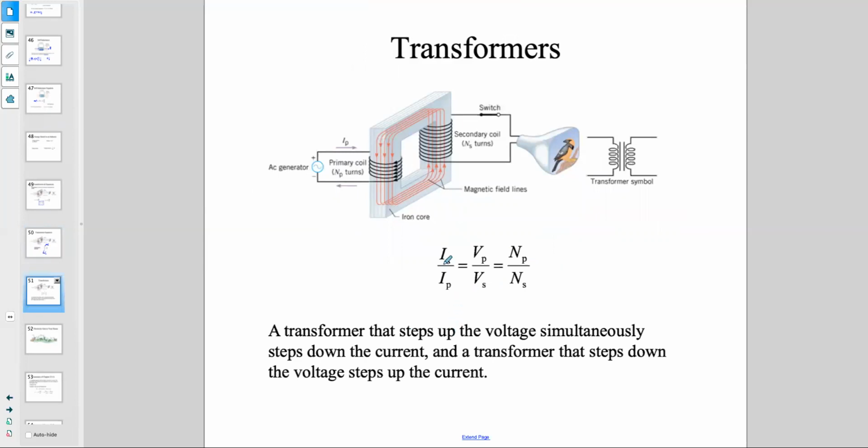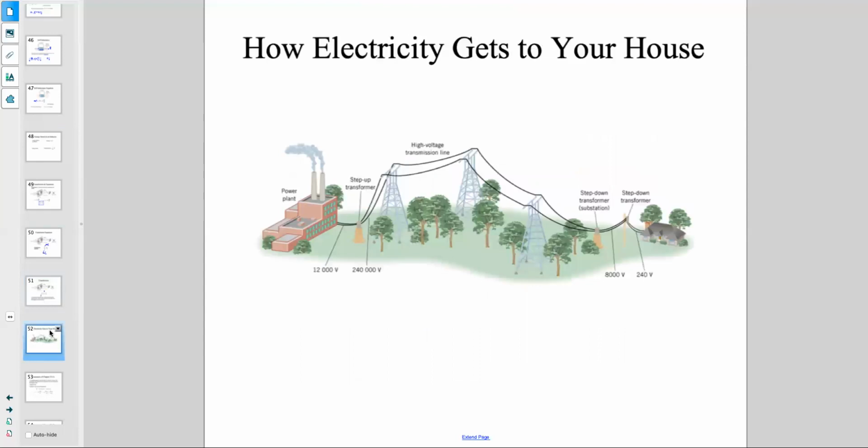Now, if you want to compare their currents, they have the opposite relationship. So I_S over I_P is V_P over V_S. In other words, a transformer that steps up the voltage simultaneously steps down the current. So if voltage is up, the current is down. Okay? And a transformer that steps down the voltage steps up the current. Okay?